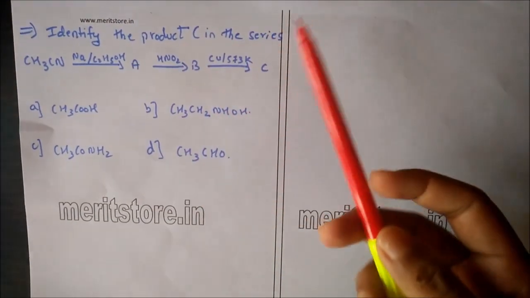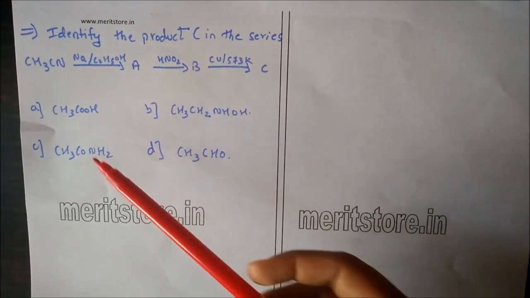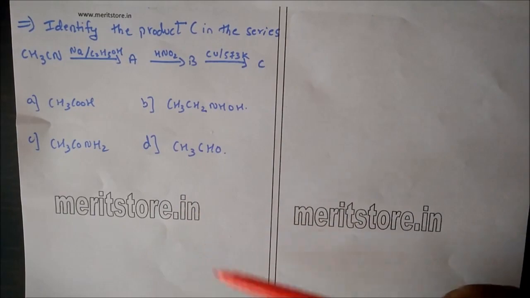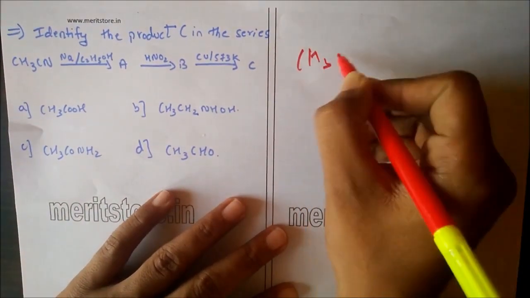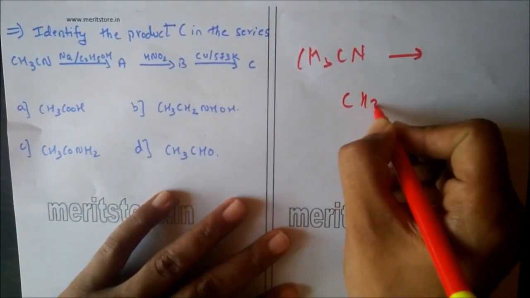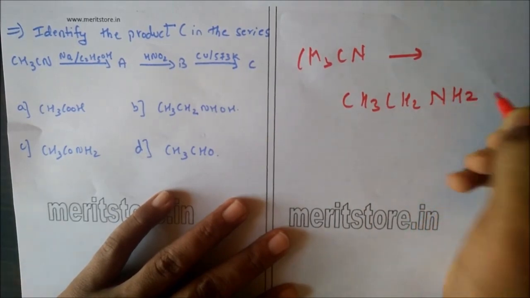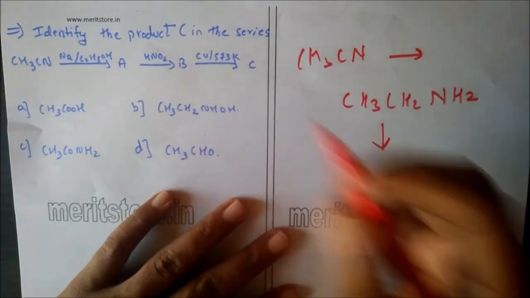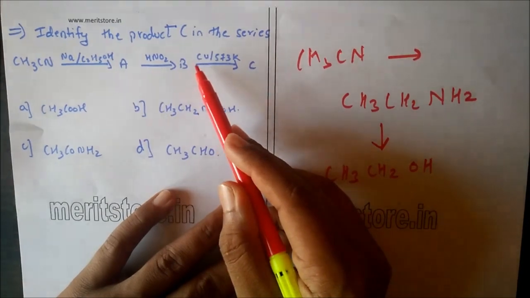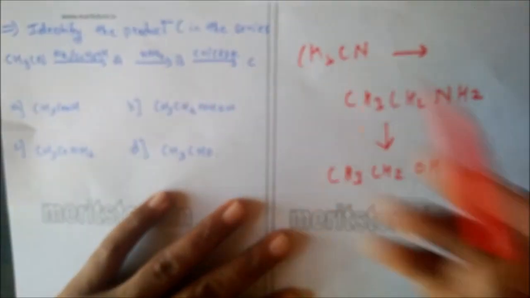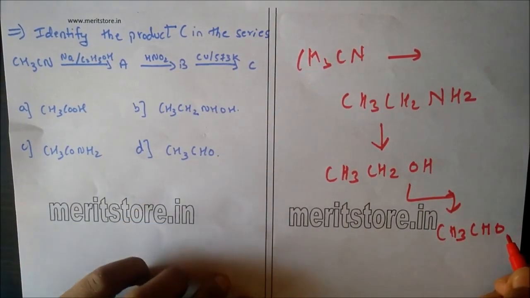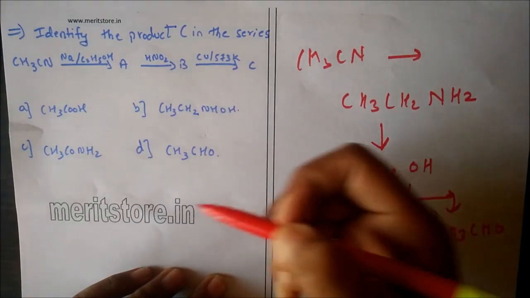Identify the product C in the series. Is it A. CH3COOH, B. CH3CH2NHOH, C. CH3CONH2, or D. CH3CHO. Now, CH3CN in the presence of Na and C2H5OH will give rise to CH3CH2NH2. This on further reaction with HNO2 will result in the product CH3CH2OH, which on further treatment with copper at 573 Kelvin will give rise to a product known as CH3CHO. Therefore, here the final product C will be CH3CHO, which is option D.